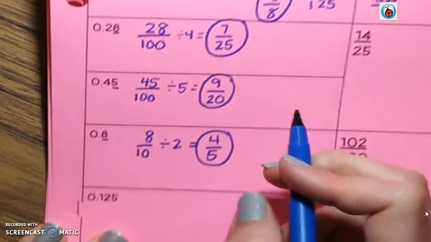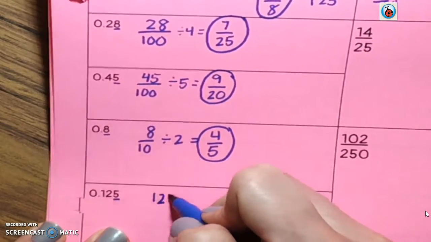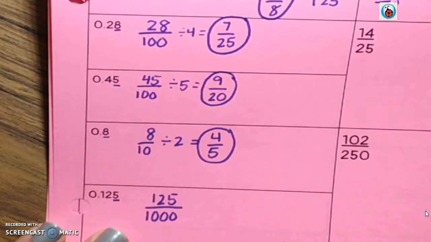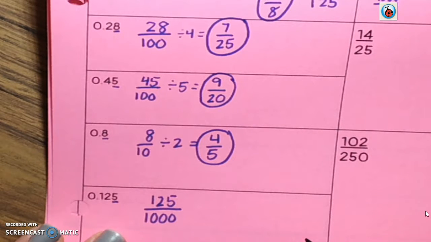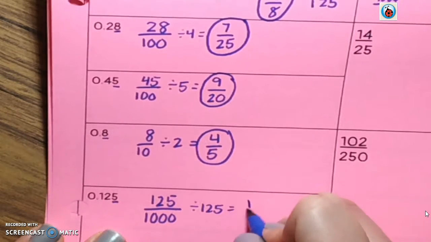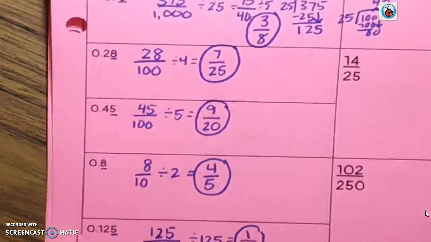And then our last one on the side, the 5 is in the thousandths, so 125 over 1,000. If we simplify by 125, we will get 1/8, because 125 goes into 1,000 8 times. So that's how we change from a decimal to a fraction.